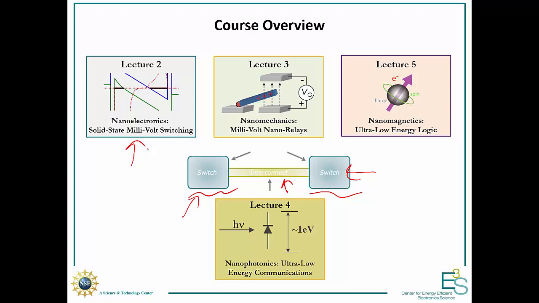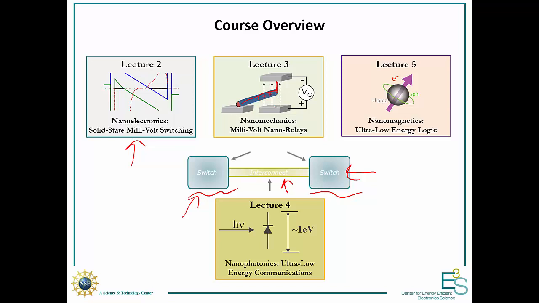In the third lecture, we're going to talk about a different approach based on nanomechanics. The idea here is that we're going to take a physical relay and physically move it up and down to open and close a switch. Potentially we can operate this at much lower voltage than a normal transistor because it's a completely different mechanism of operation.